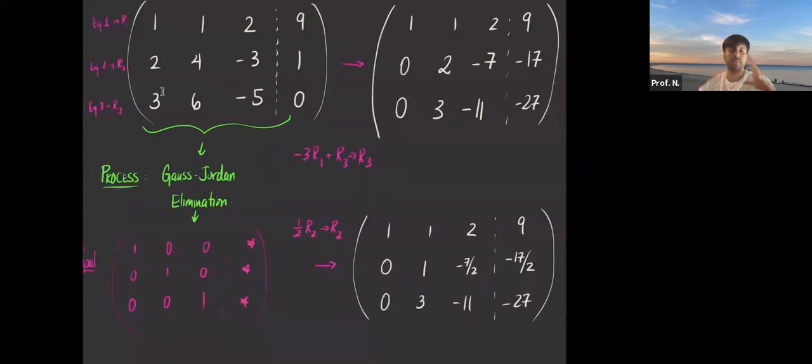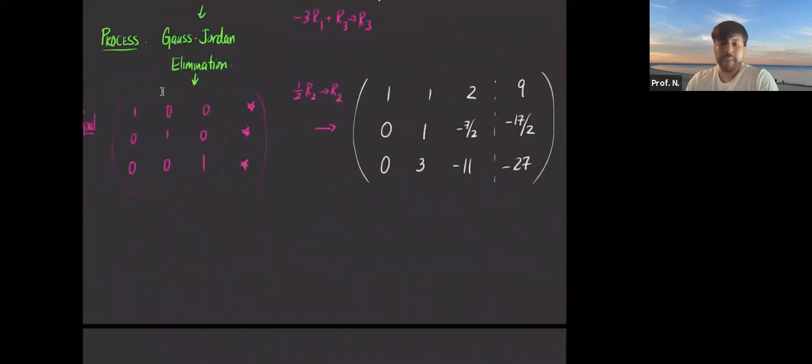Again, these are just big words. It sounds fancy. Gauss-Jordan, these are two very important names, particularly Gauss. Gauss is considered one of the greatest mathematicians ever, if not the greatest. Carl Friedrich Gauss, he's German. Okay, so what do I have to apply to the second row to get rid of that 3 in the third row?